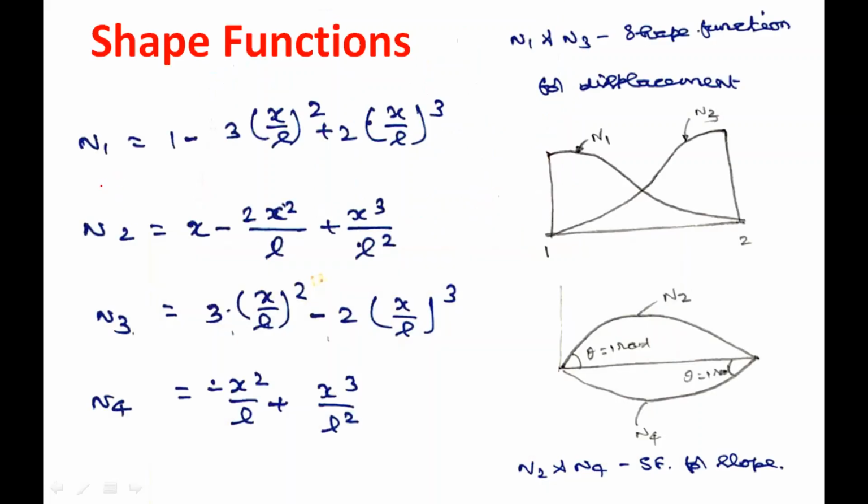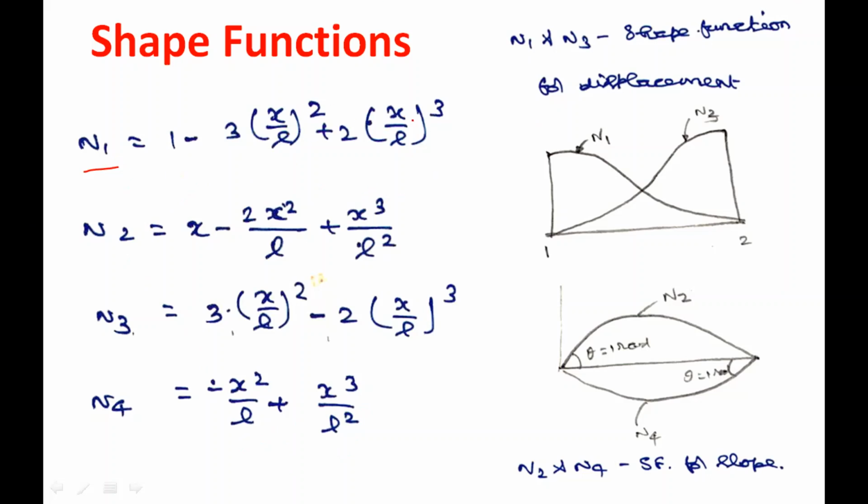Shape function n1, this is the shape function for node 1: 1 minus 3 x by L whole square plus 2 x by L whole cube. And n2 is x minus 2x square by L plus x cube by L square. n3 is equal to 3x by L whole square minus 2x by L whole cube. n4 is equal to minus x square by L plus x cube by L square. These are the shape functions we are getting for the beam element.